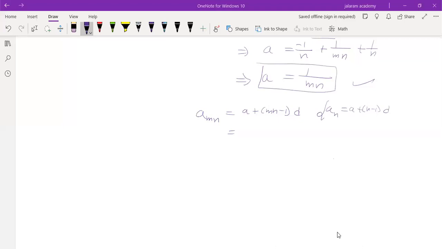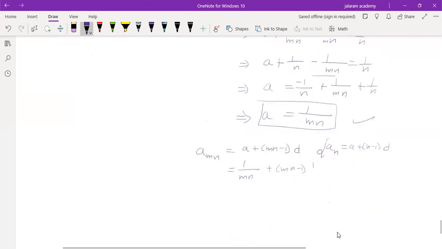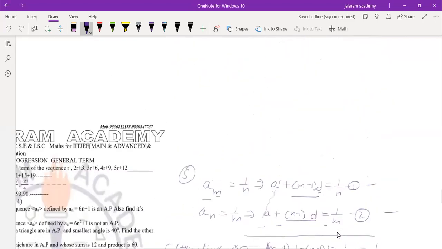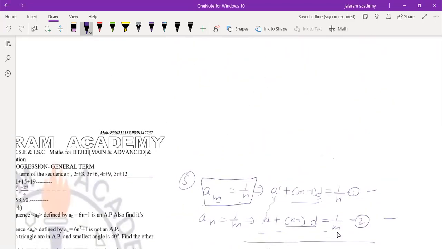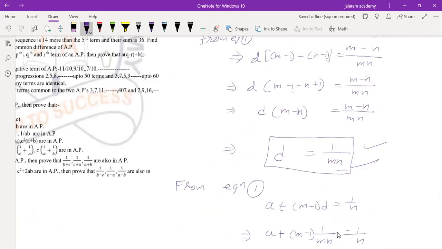Important in maths. Okay. So the first term is 1 by mn. In place of a, we write 1 by mn plus mn minus 1 into the common difference, which is 1 by mn only. So it is again 1 by mn. LCM is mn. 1 plus mn minus 1. 1 will be again cancelled out. So it is mn by mn. So the mnth term is 1. Is that clear to you? When the mth term of an AP is 1 by n and the nth term of the same AP is 1 by m, then the mnth term of that AP will be 1.